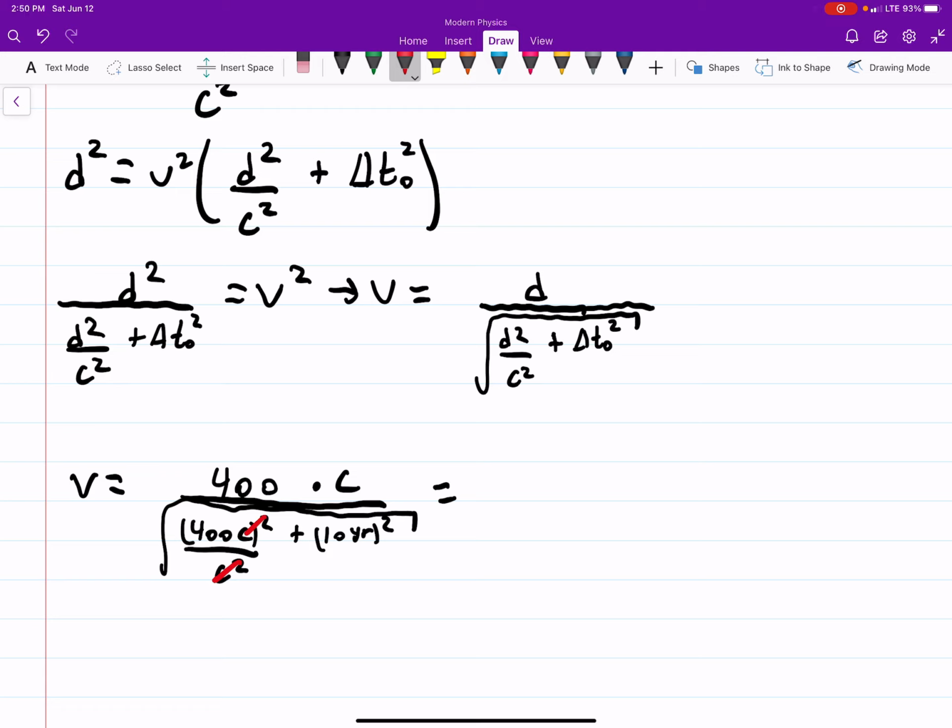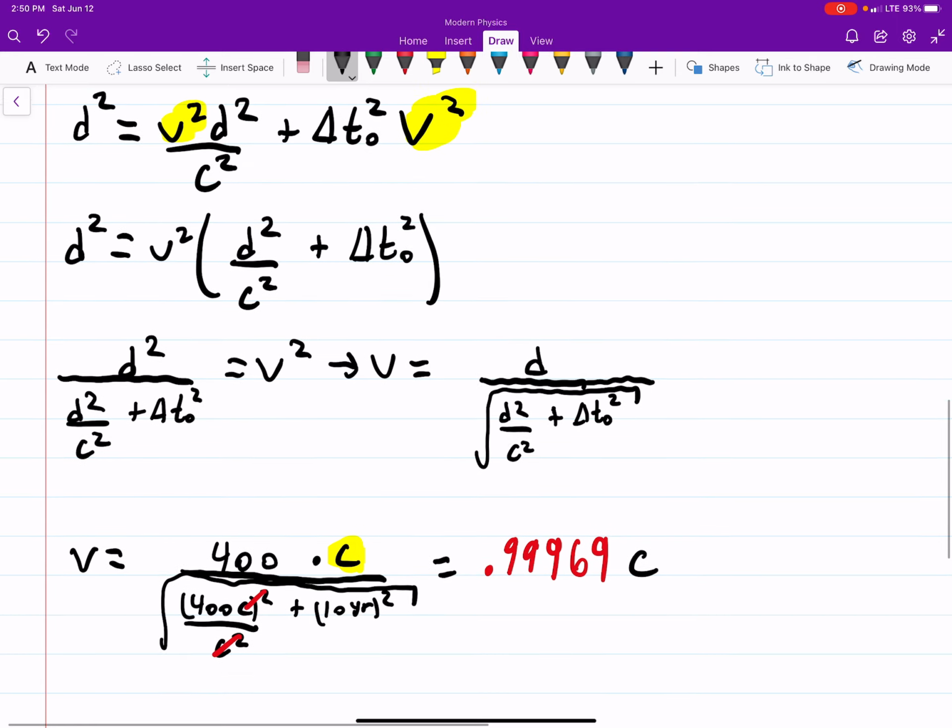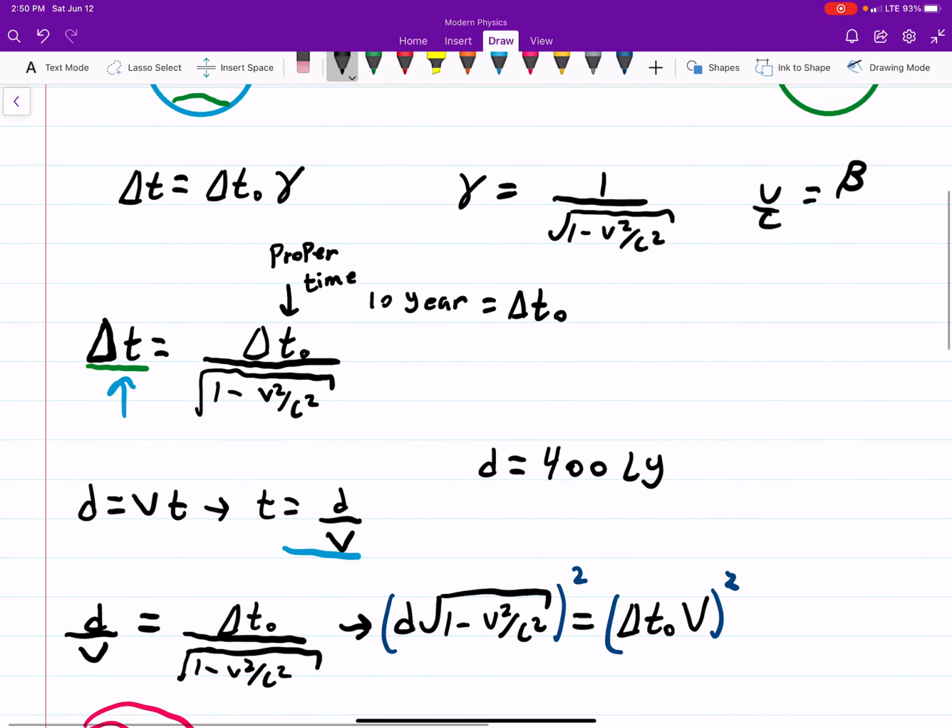So I'm going to plug this in really quick. When I do that, I get, I'll do it in red since this is the answer, 0.99969, and then I still have this c here. So I just plugged in all the numbers, c times c. Or you could think of it as being 99% the speed of light. So he's really going to have to move if he only wants to experience 10 years.